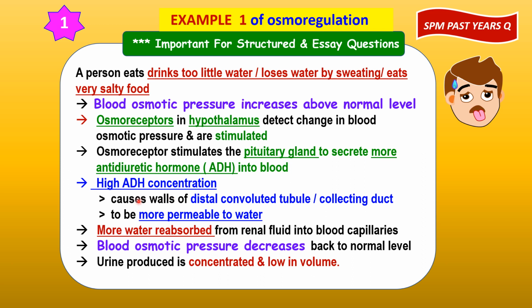Okay, more water reabsorbed. Take note of the word more, not just water is reabsorbed. So more water is reabsorbed so that the blood osmotic pressure decreases back to the normal value, and urine produced will be concentrated and low in volume, as more water has been reabsorbed back into the blood.